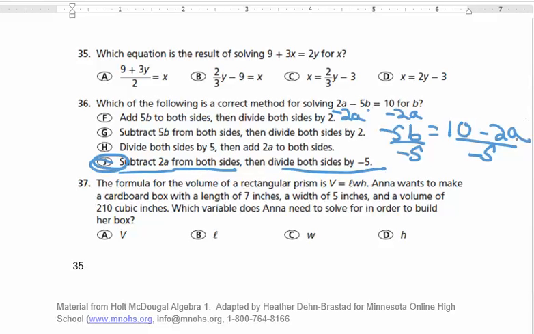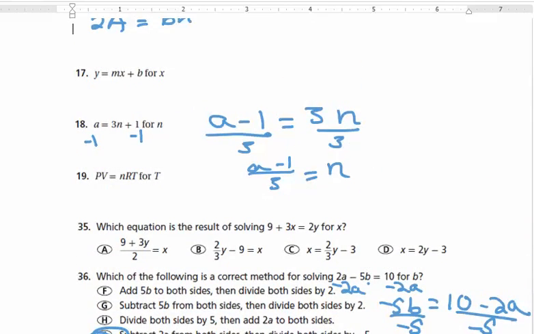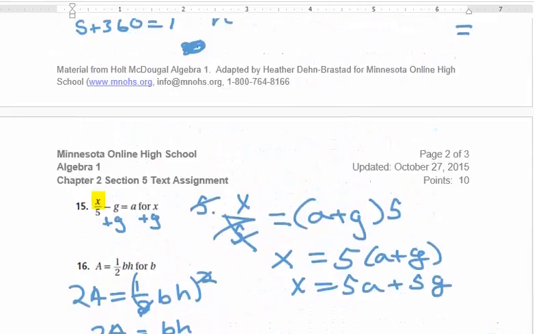And I think that'll give you a good idea on how to do the rest of these problems. Please come to my office hours, send me an email if you have questions on the ones I didn't do, and we'll work them out together.